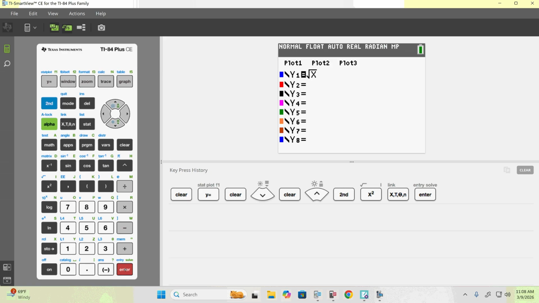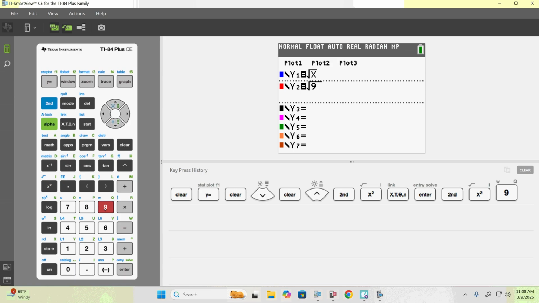The second equation, or g of x, is the square root of x. If the batteries are dead, I'll take that. Thank you. Now the other equation, they told us g of x is the square root of 9 minus x squared. Is everybody able to get both of those equations typed in? Okay. So we have both of them in there.